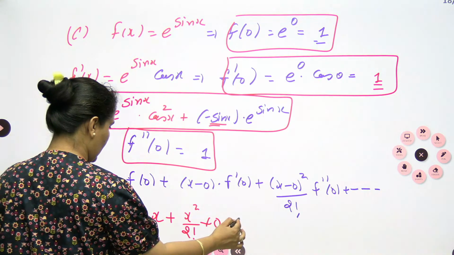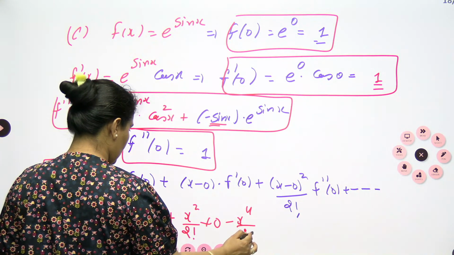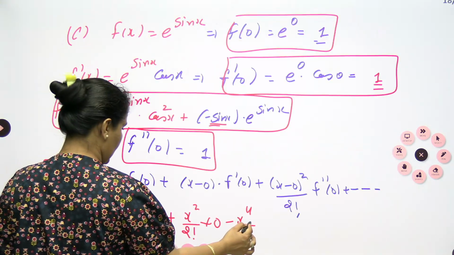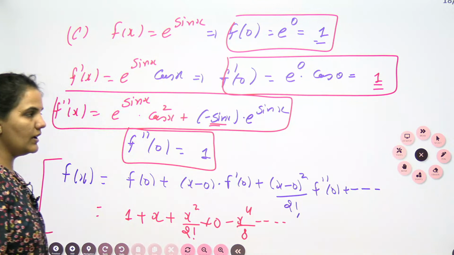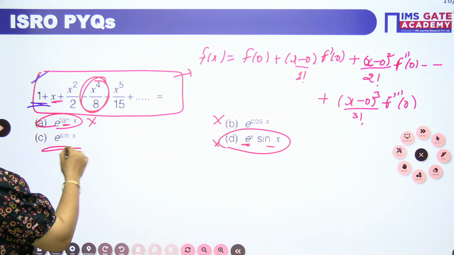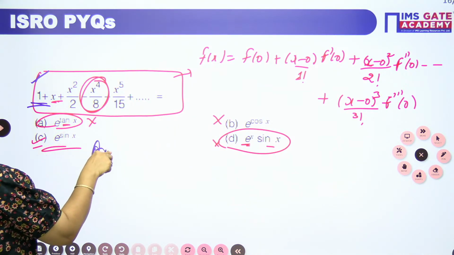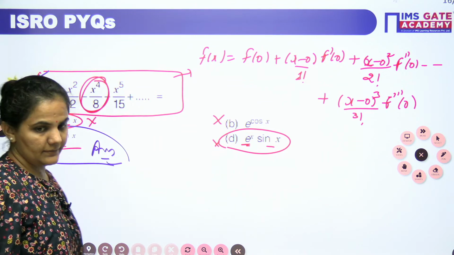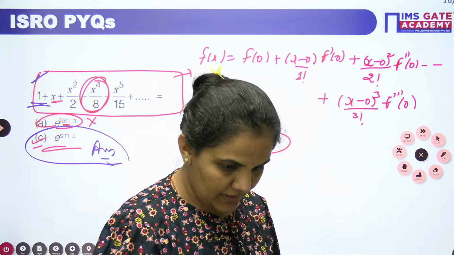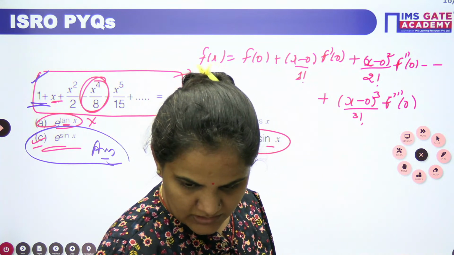So this will be 0, and then we have x power 4 by 8 and so on. Surely we are approaching 100% right. So this will be my answer, dear students, which is option C.